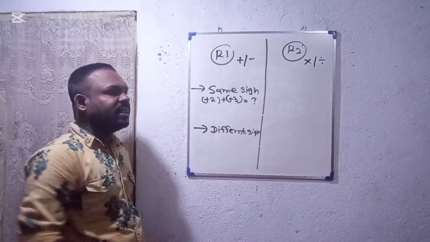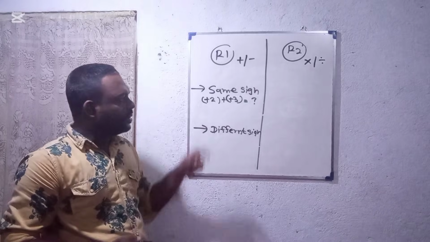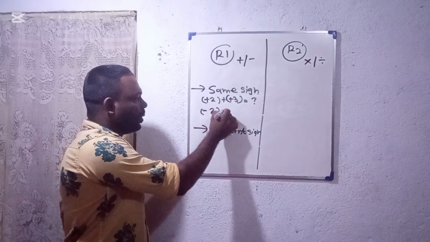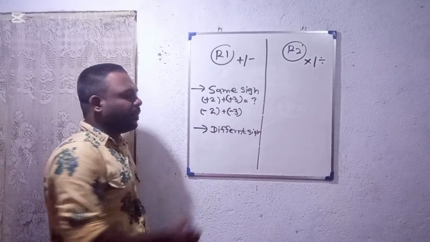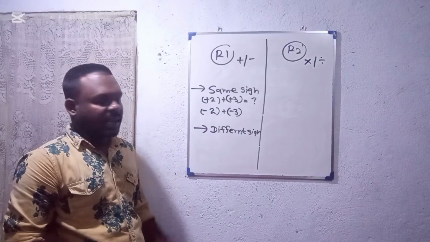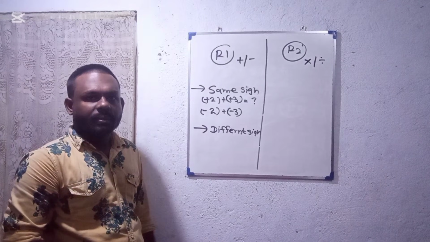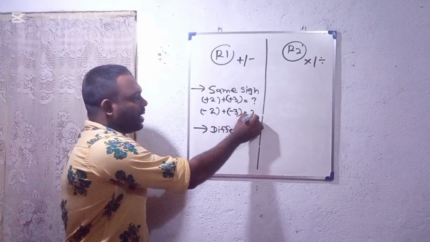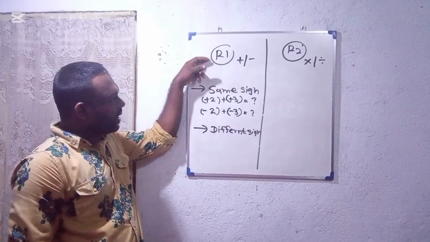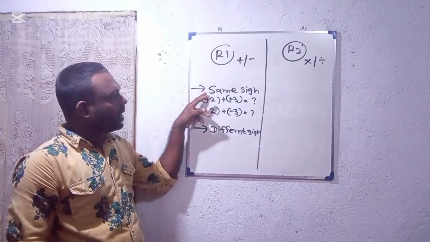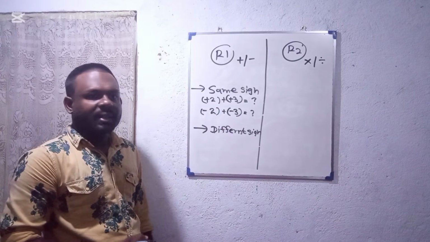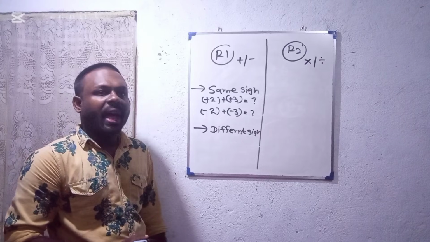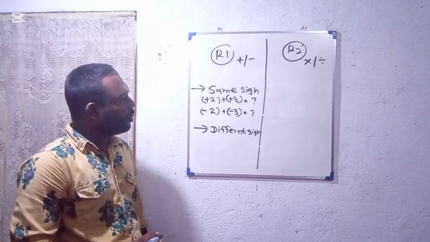We'll see. Now I select two negatives. Under the same sign condition, I select two negative integers, just like girls. Now I want to add them. Rule 1 says how to add them under the condition of same sign. When the signs are the same, you have to add and put their sign.